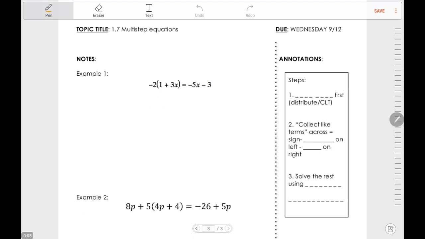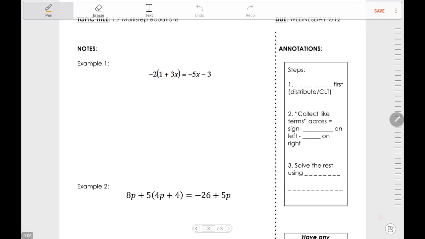So here we go. Let's fill out our steps first. Steps, just like yesterday. Simplify first: distributing, combining like terms. But now you're going to notice that there's variables on both sides again. And we're tying in basically everything we've done so far with multi-step equations. We might see variables on both sides. We might see one step, two step. We might see distribution. But essentially, step number 2 is to collect like terms across the equal sign.